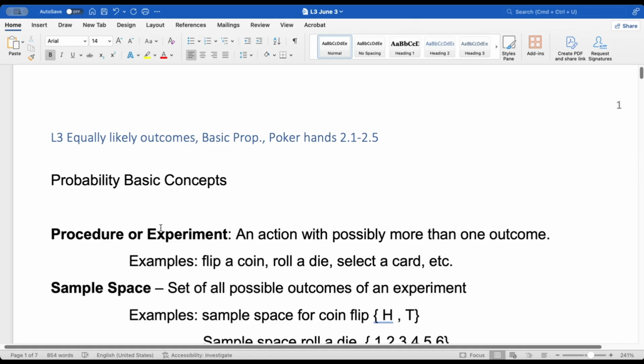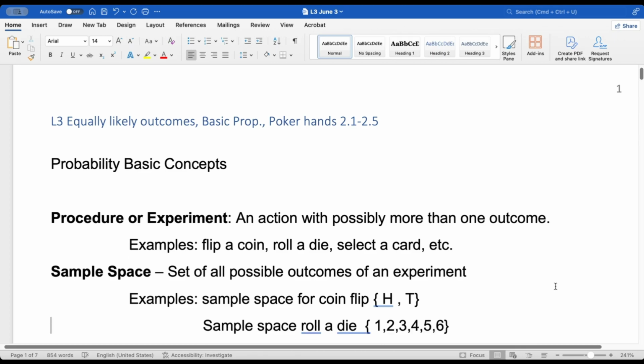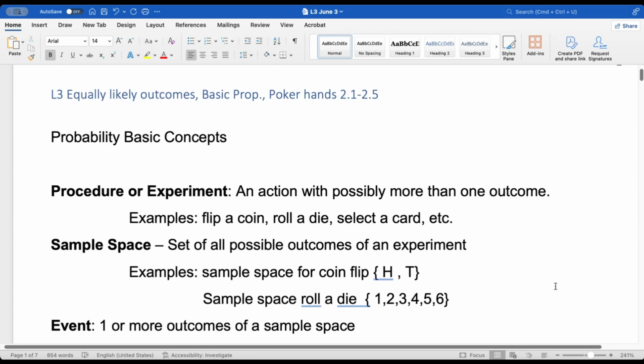Now, the term sample space refers to the set of all possible outcomes of an experiment. So, in the case of flipping a coin, we have two possibilities, heads or tails. In rolling a single die, we have the face values 1 through 6. Selecting a card, we'd have 52 possibilities there. We'll talk more about that case coming up.